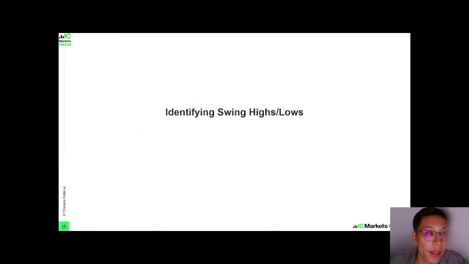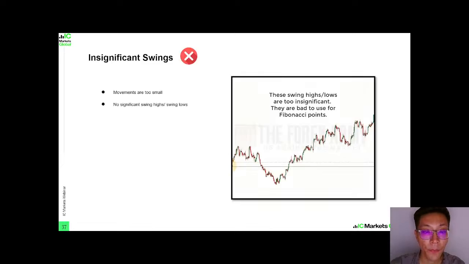Okay, so the next thing is, how do you actually identify swing highs and swing lows? Insignificant swings: the movements are too small, with no significant swing highs or swing lows. You can see right here these swings are too insignificant. They are very small and not easy to spot. It doesn't come clear to you that this is a very defined swing high or swing low. So these are bad to use for Fibonacci points.